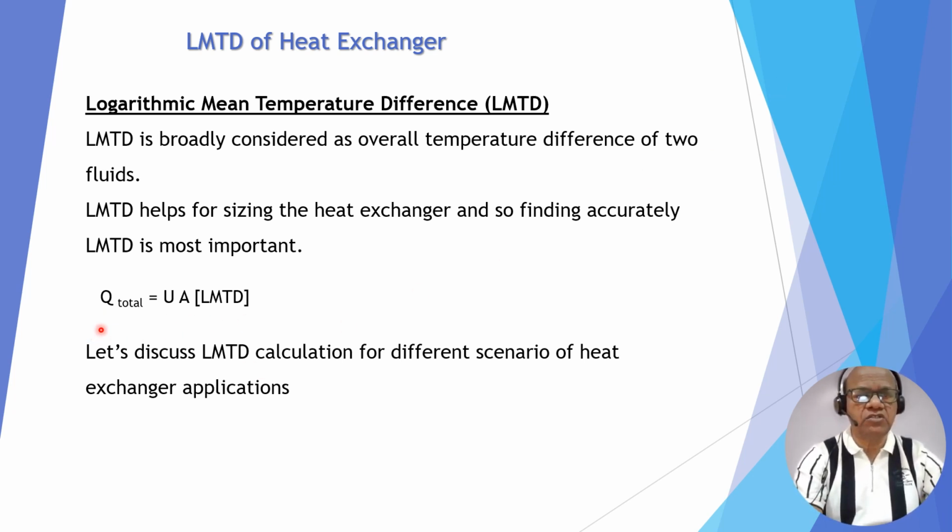LMTD formula, you can see how it is linked. So heat transfer is equal to U into A into LMTD. So LMTD is important. LMTD is known, U is selected, and then you know the heat transfer, then area is calculated, and once area is calculated you can size the heat exchangers.